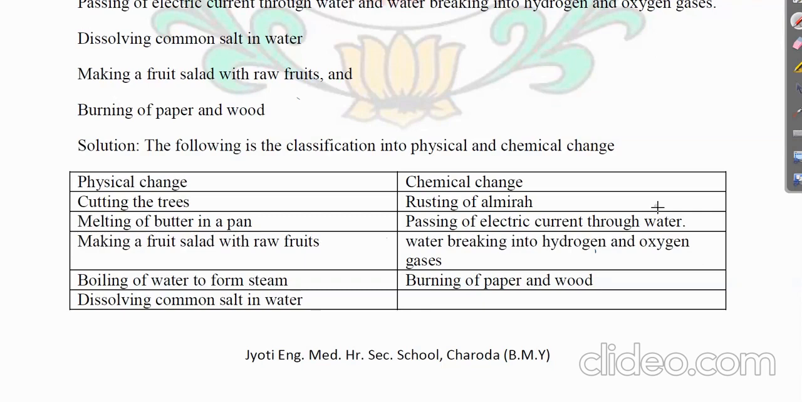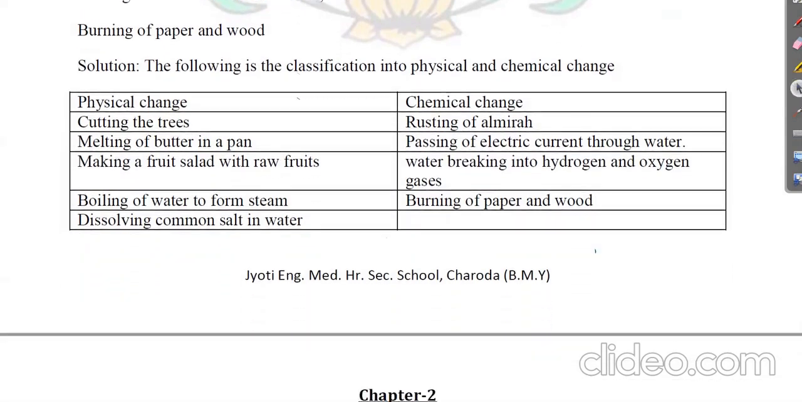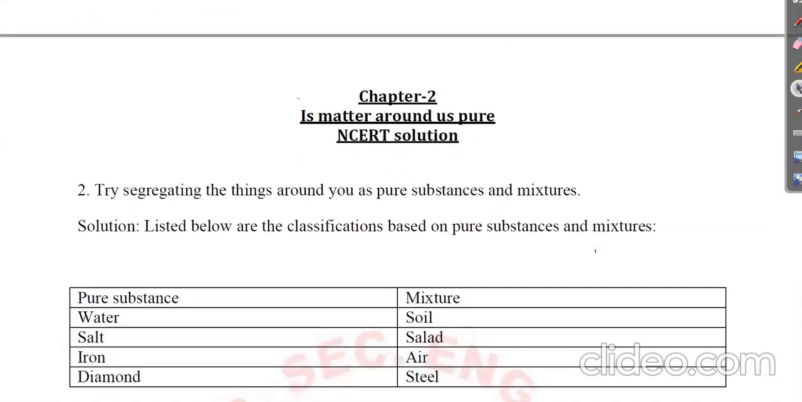And the last is the burning of paper and wood. On burning paper and wood, the substance found is ash, and we cannot make ash into paper or wood again. Okay, so these were the differentiations of physical and chemical changes which were asked in the question. Let's move further and see the next question on page number 24.